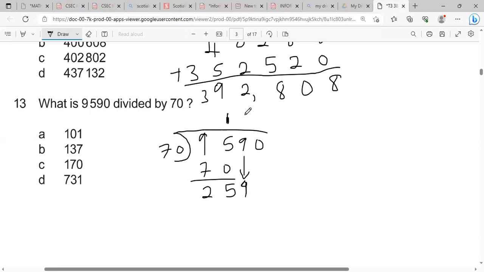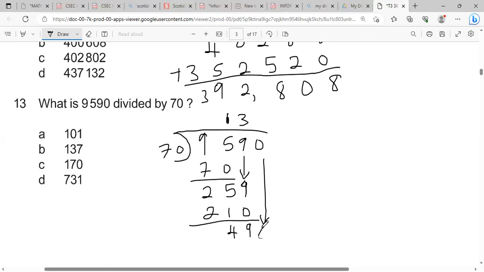So already I can see the answer. 70 times 3 gives us 210. So we could do the subtraction. 0 from 9, leave 9. 1 from that, leave 4. Carry down our 0.